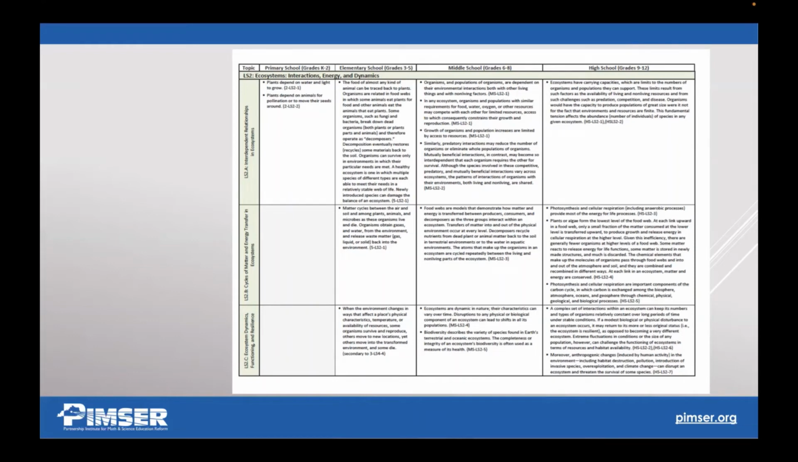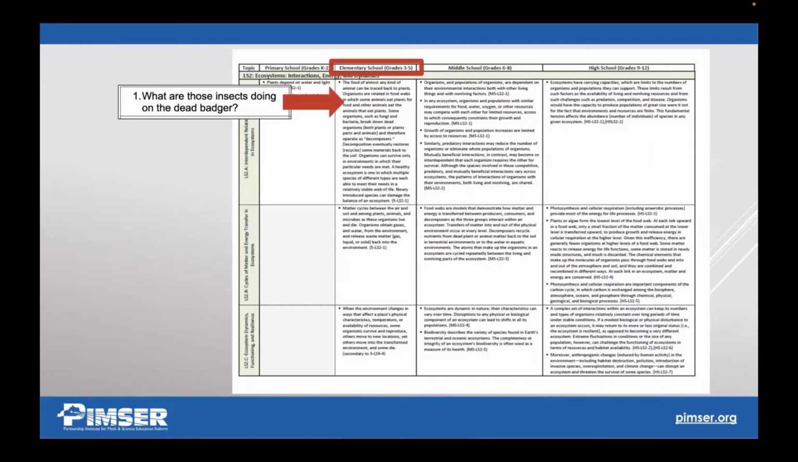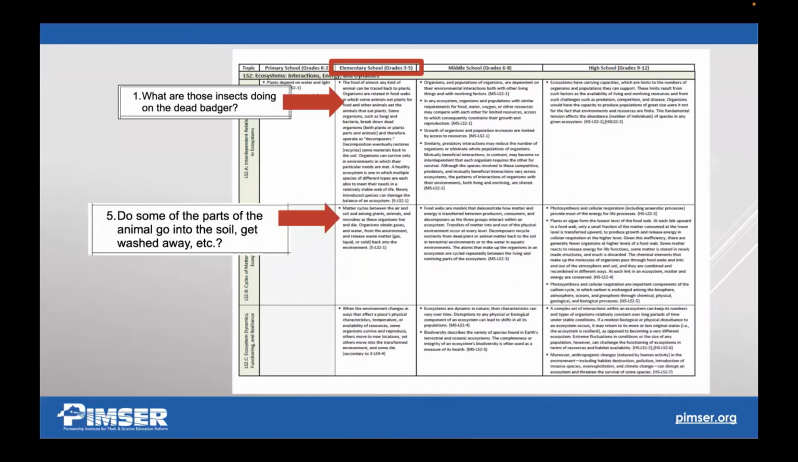So I would look under that 3-5 band. I would look at the question. The first one the students generated was, what are those insects doing on the dead badger? And see where it might match up to a piece of an element of a disciplinary core idea. Another question, do some parts of the animal go into the soil, get washed away, etc.? So if kids were to answer that question, would this particular element of a DCI be a part of that answer, coming to understand that?